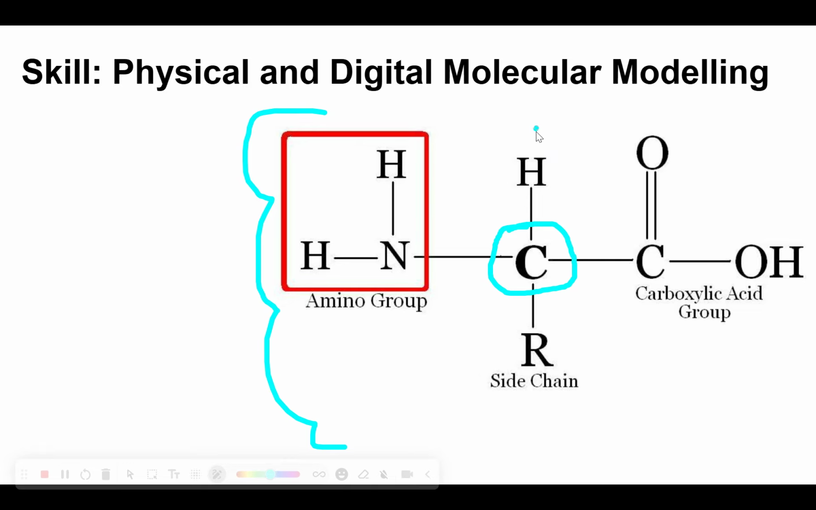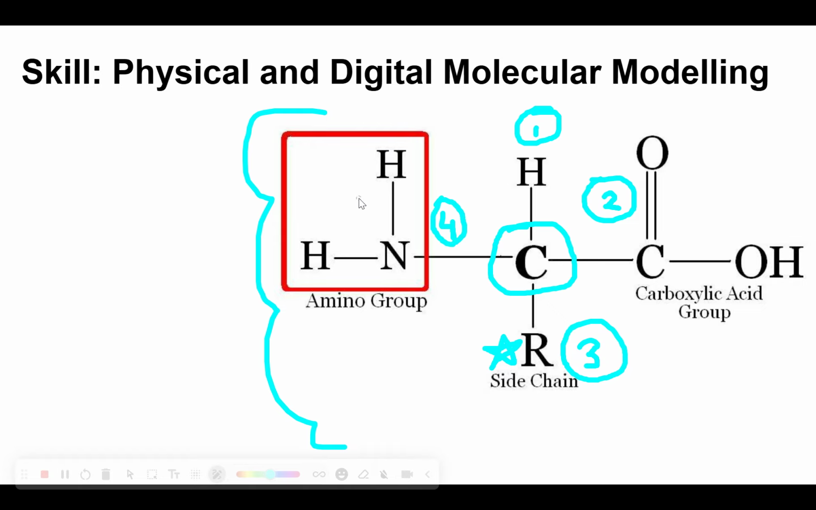It is bonded to a hydrogen on one side, a carboxyl or carboxylic acid group on one side, a side chain or variable group, and this is what makes the 20 different amino acids unique. You don't need to know very much about the possibilities of what the side chains are. You don't need to memorize them, but you should know that this is different in all the amino acids. And then the last side is bonded to an amino group.